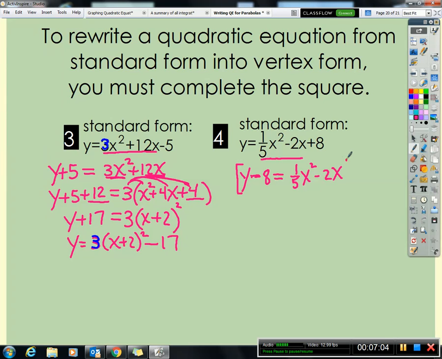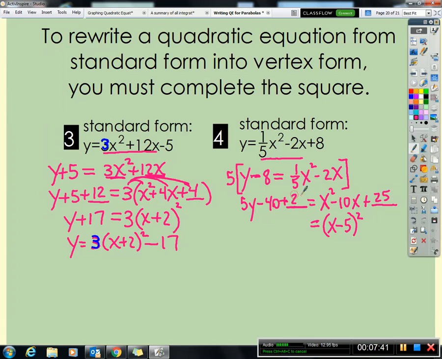So if I multiply by 5, I have to say 5 times y is 5y. 5 times -8 is -40, plus a space. 5 times 1/5 is just 1x squared. 5 times -2 is -10x, plus a space. Now your right side suddenly looks a whole lot easier. So do you see it's going to be x minus 5. Again, half of 10 is 5. 5 squared is 25. And I can just put 25 over here.